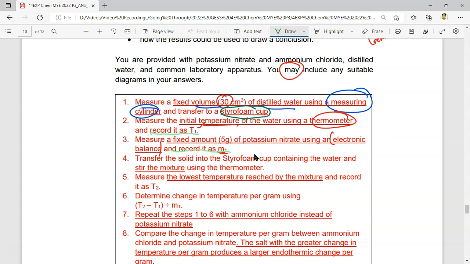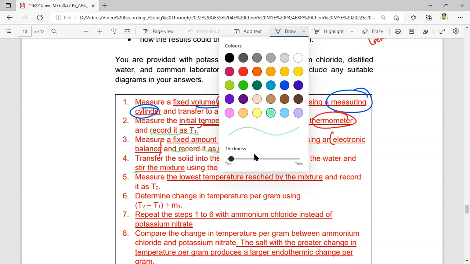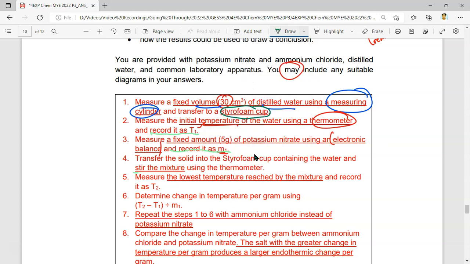So I say again, first I measure distilled water, add it to the styrofoam cup, measure the temperature of the water, and measure a fixed mass of my salt. Next, transfer it in, and then stir the mixture using your thermometer. The stirring is just to make sure that it's evenly mixed and all my things have reacted. So you realize this is another precaution I'm taking to make sure that my experiment is as accurate as possible.